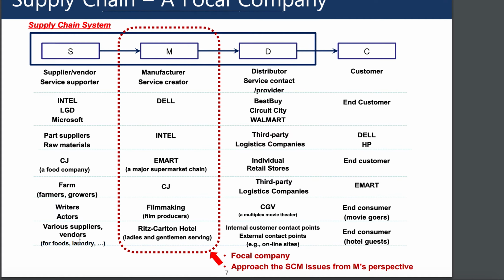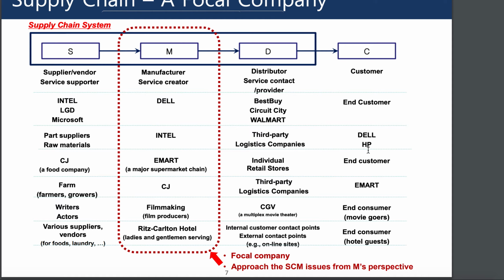And for this example of a hotel, there are various suppliers for food, laundry, maybe for the towels. Then at the hotel stage, the hotel will basically manage these resources, and they will then sell this to internal customer contact points. They will also deliver them to the contact points for use. Then end customers will enjoy this food and laundry as a hotel guest.